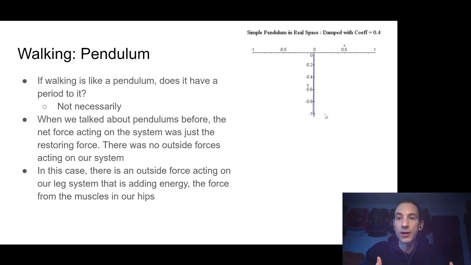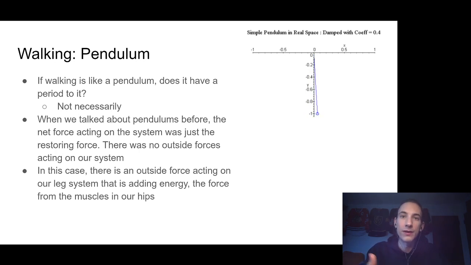This is a pendulum where energy is taken out of the pendulum because of friction. And we see that the period is getting shorter each time. The period isn't this constant rate between swings. And that's because we have energy leaving our system of this pendulum. We have this damped pendulum. So here we have the opposite case. We're putting energy into our system because our hip muscles are applying a force to our leg pendulum, which is changing our period.